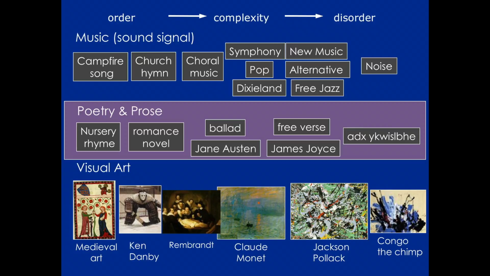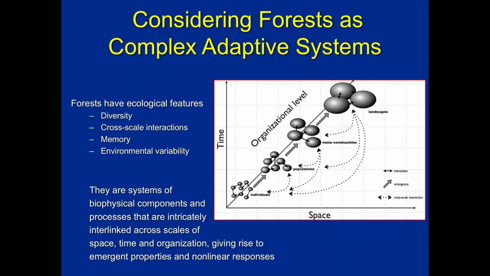You can think about it the same way in terms of poetry and prose, and you can think about it the same way in art. Over there at the far side, Congo the chimp. I mean, that's probably not the way we want to manage forests, by just saying, let's just do something and hope it works. Okay, enough of that.